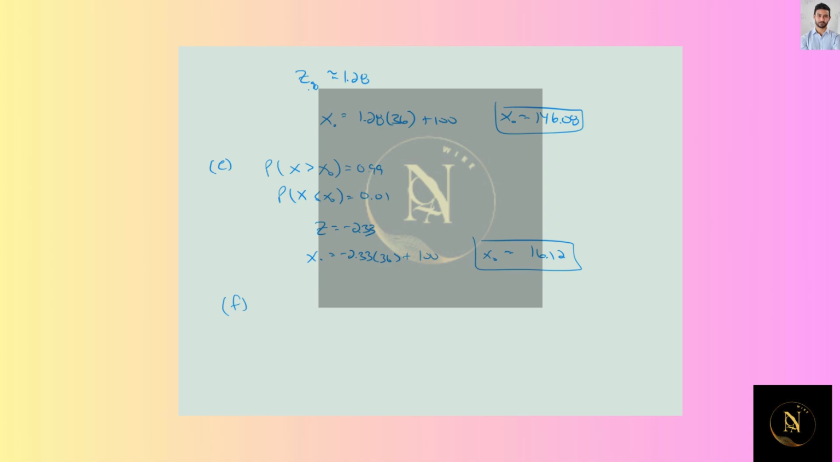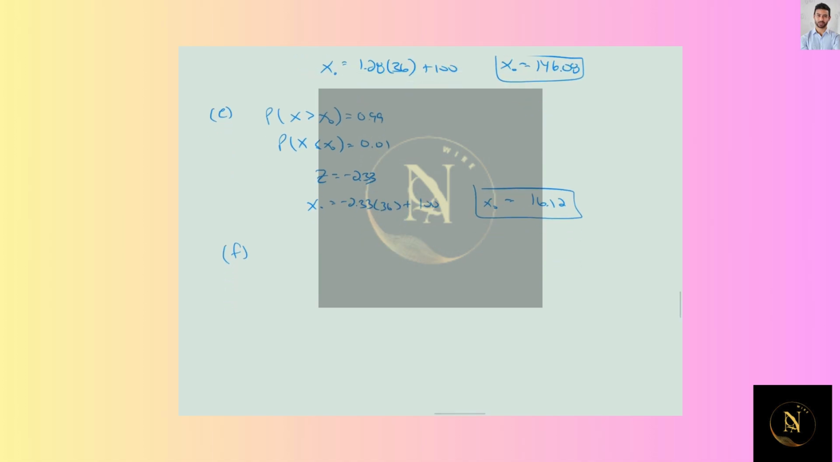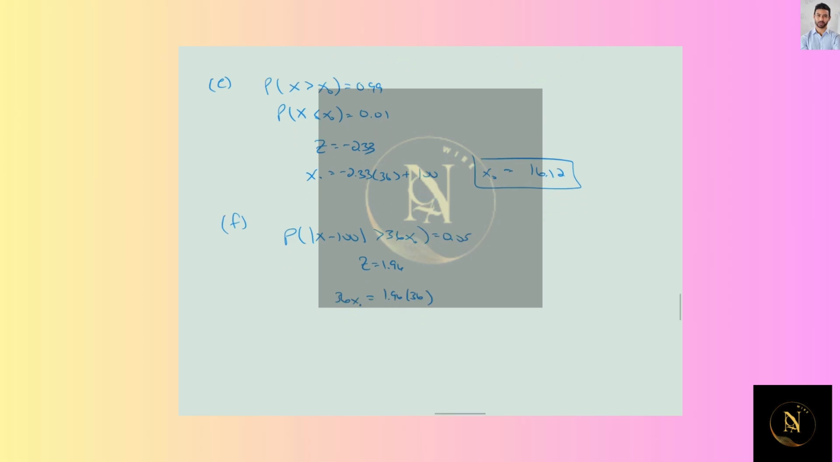And finally, in F, the probability that the absolute value of x minus 100 is greater than 36 times x naught is equal to 0.05. And that means we're going to split this into two tails, where each tail would be half of 0.05 or 0.025, and that's a z-score of 1.96. And then we convert back. 36 x naught would be equal to 1.96 times 36. And so that would be 1.96.